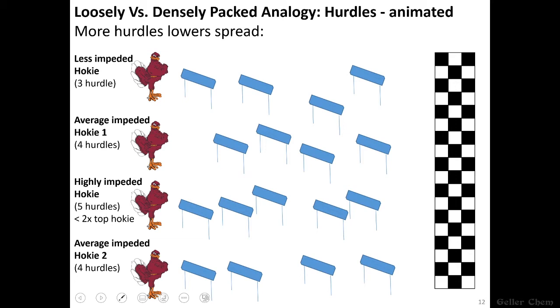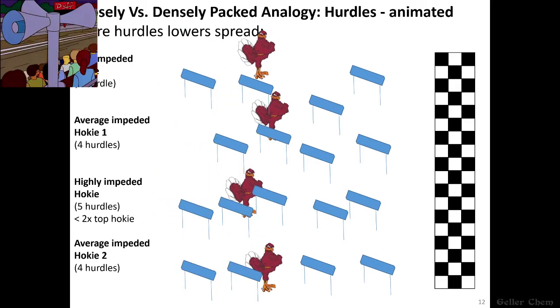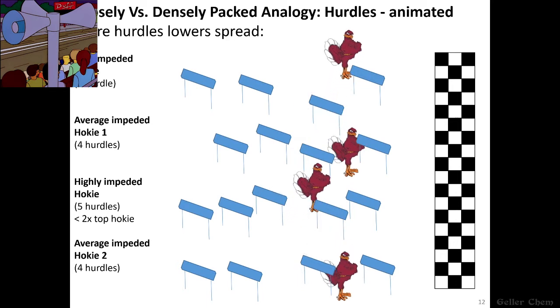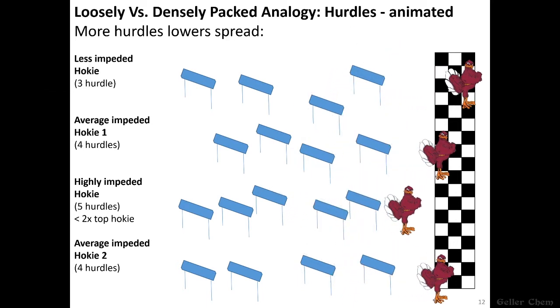That said, the first Hokie still happens to have the least amount of hurdles to clear, and the third Hokie still has the most. But now let's see what happens in this race. And they're off. The average impeded Hokie one takes an early lead, but here comes the less impeded Hokie right on his heels. Meanwhile, the most impeded Hokie is a loser.